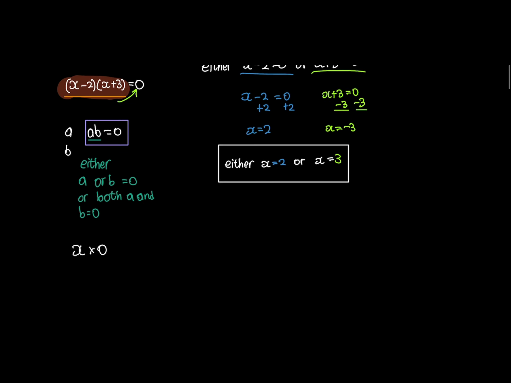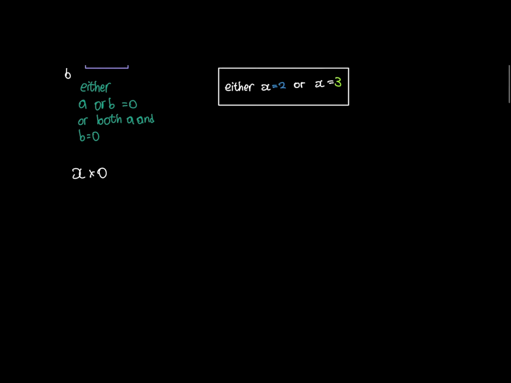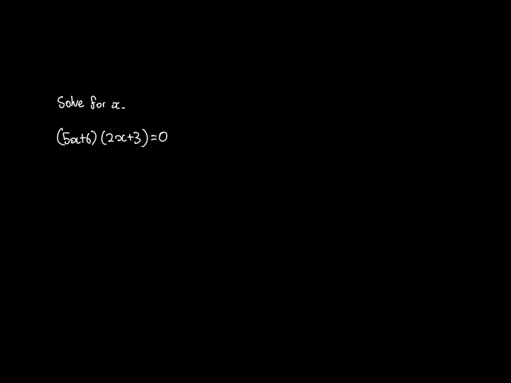So that is the zero product property. Let's do some more problems. We have this question here, solve for x: 5x plus 6 times 2x plus 3 equals 0. Using our knowledge from the last problem, can you solve for x? It's the same thing as last time, just a little more complicated. So we have 2x plus 3, and we have 5x plus 6.